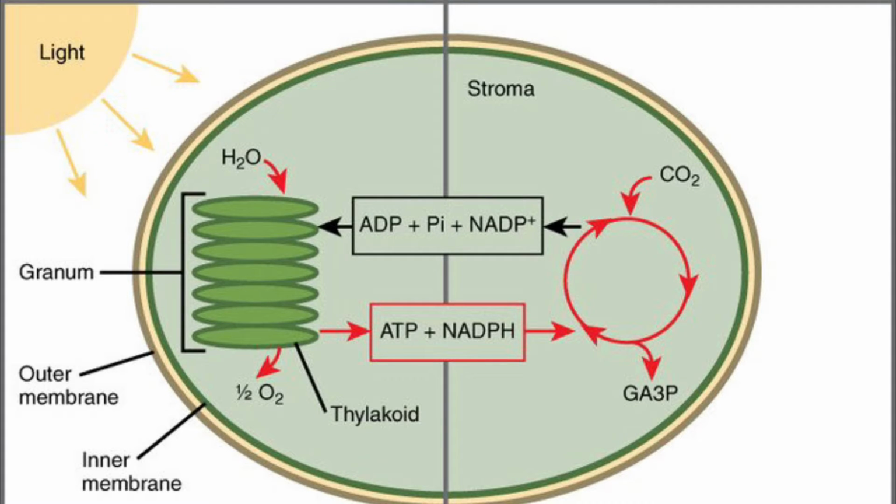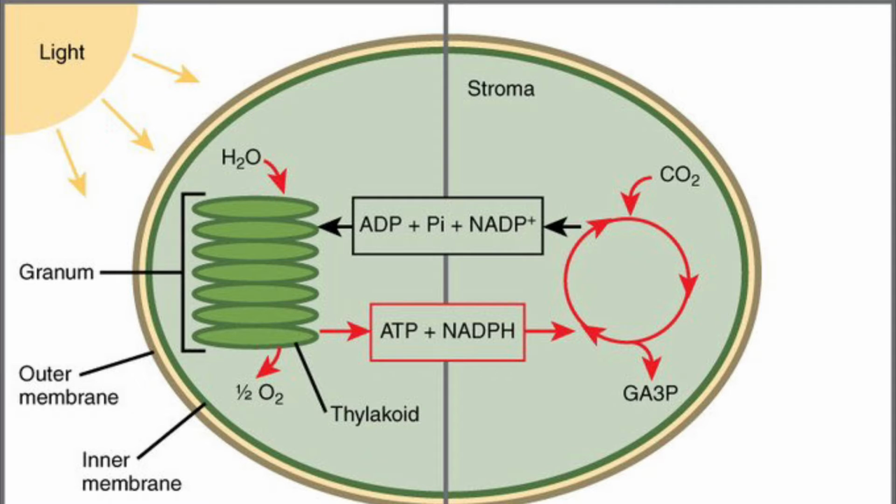This video will explain the 2 steps of photosynthesis. While there are only 2 steps of photosynthesis, both of the steps are fairly complex. The 2 steps of photosynthesis are called the light-dependent reactions and the Calvin cycle.